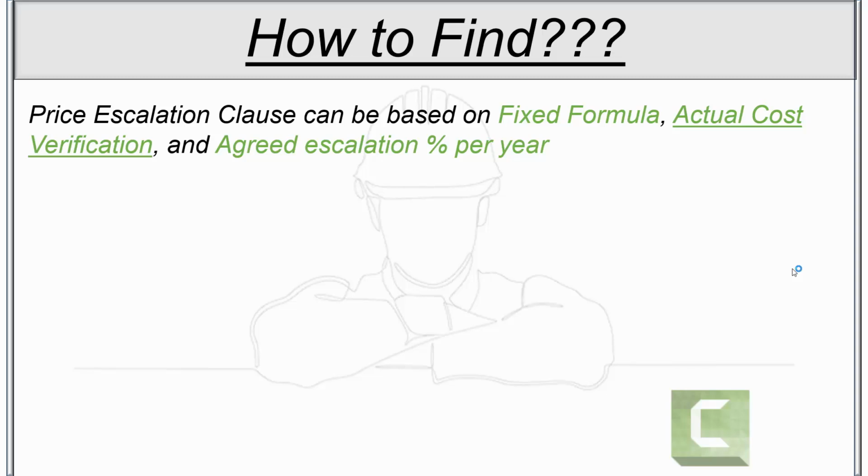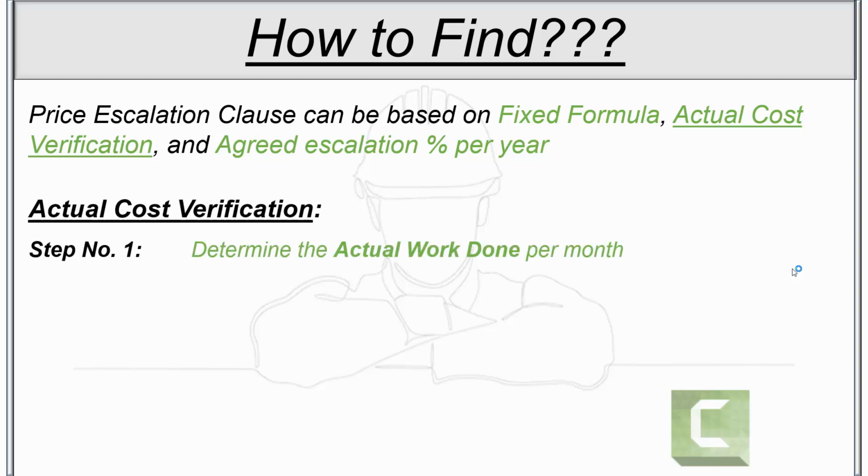You need to add a clause in the contract for price escalation. The price escalation clause can be based on a fixed formula, actual cost verification, or an agreed escalation percentage per year. We will discuss actual cost verification here. So what are the general steps of actual cost verification?